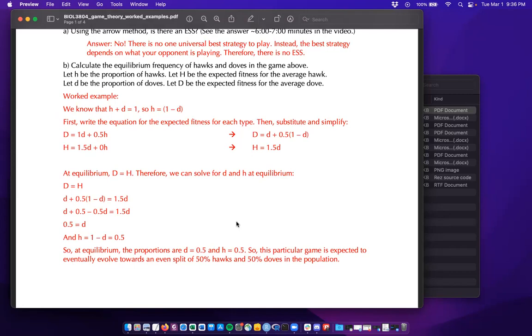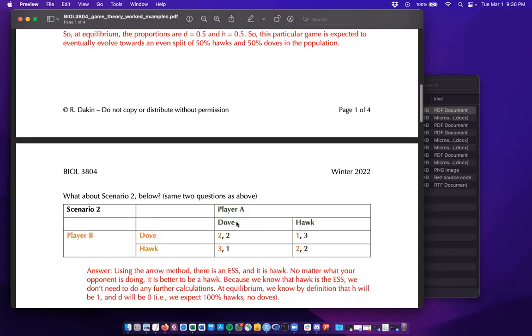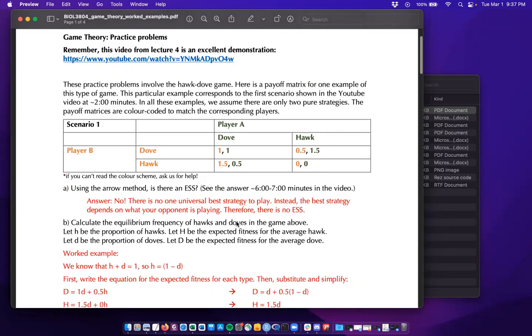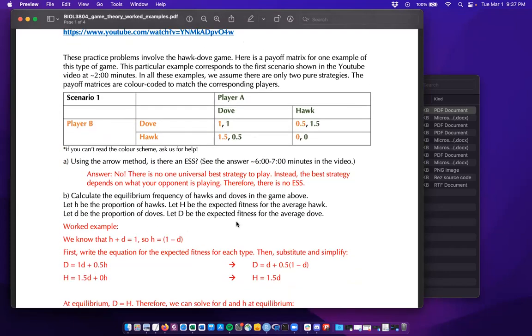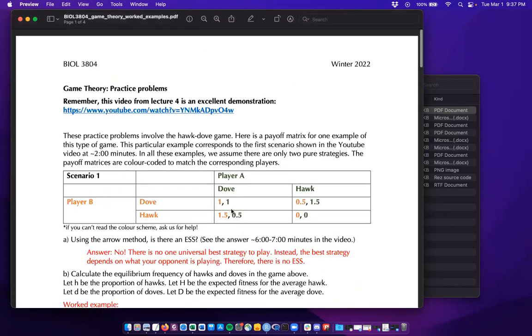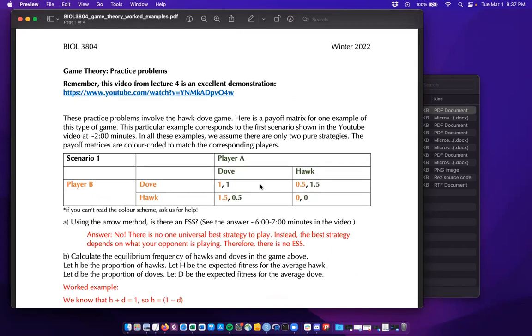If it wasn't the same... Oh, but you would only be calculating that for when it's... Oh no, but this is not ESS. Okay. So I don't think this PDF has an example of an asymmetrical game. So I would just say don't worry about that. Okay, thank you.